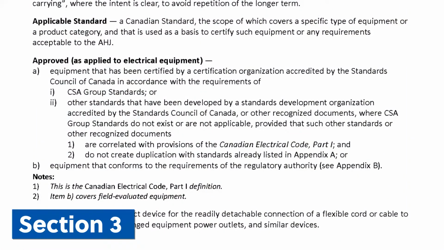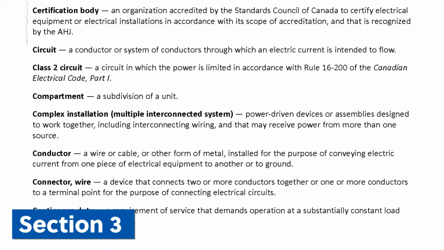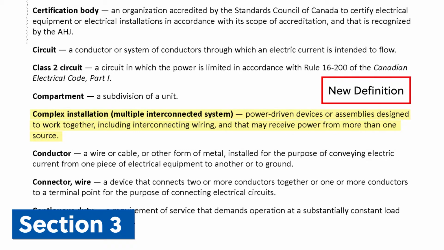Now, there is a further clarification on the definition of approved, and there is some text that has been replaced here for that. There is a new, rather important definition. They define complex installations or multiple interconnected systems, which would be power-driven devices or assemblies designed to work together, including interconnected wiring that may receive power from more than one source. We'll come back to this later, because there are some additional labeling requirements when labeling complex systems.